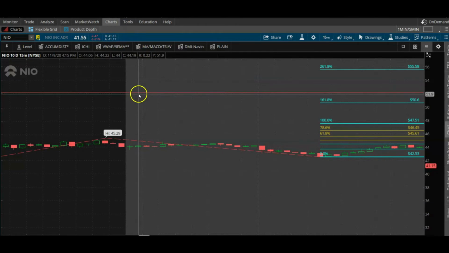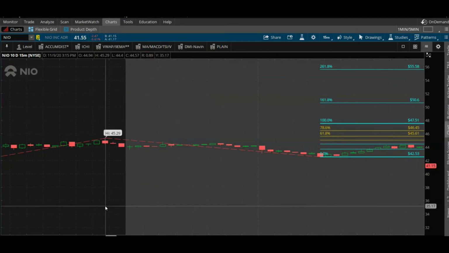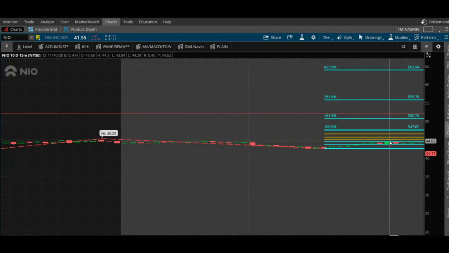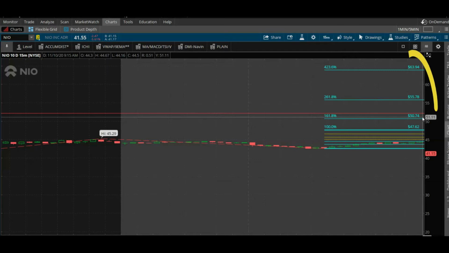So what this means is Fibonacci extension gives price levels at which you could set your take profit orders. This would set take profit levels for trades over the course of days and weeks and even months. The Fibonacci extension gives price levels at which you could set your sell orders for long-term trades.